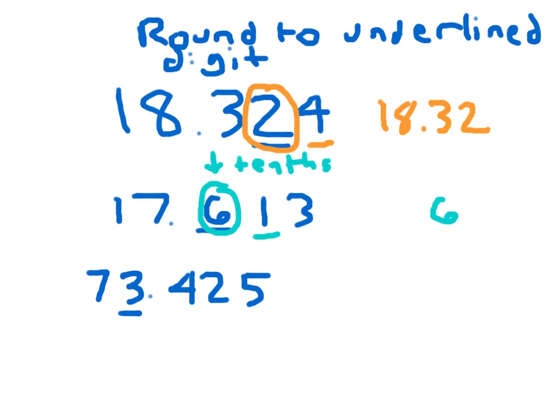Flexing your muscles like a hero, digits to the right change to 0. But since those digits are after the decimal place, I could write them in, but I'll end up erasing them again. Take my eraser. 17 and 6 tenths. 17 and 613 thousandths rounded to the nearest tenths place is 17 and 6 tenths.